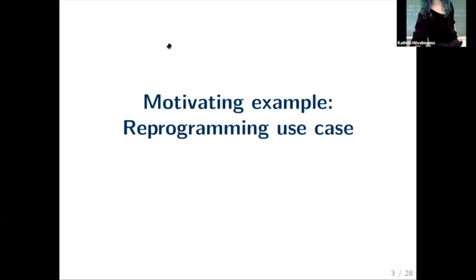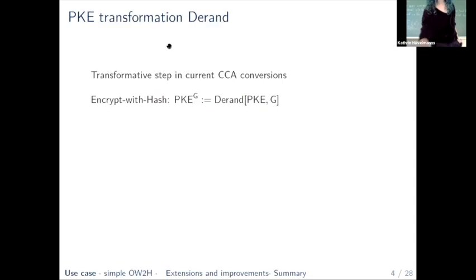Okay, so moving forward to our motivating example, reprogramming use case. So what we're looking at now is a PKE transformation that I will call derand because it's a derandomizing PKE transformation. And this is a transformative step that is used in recent CCA transformations, like the Fujisaki-Okamoto transformation. And we also know this transformation as encrypt with hash. I think it was introduced by Bellare. And what do we do?